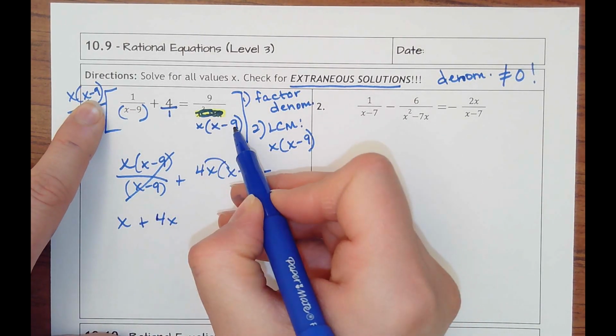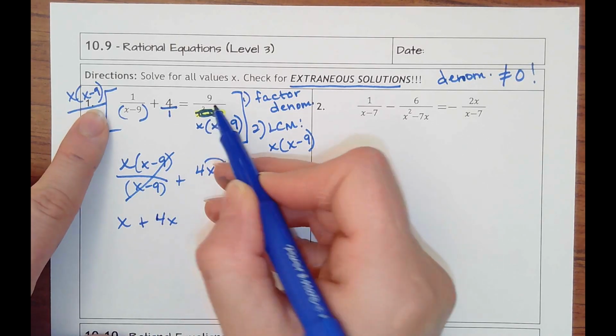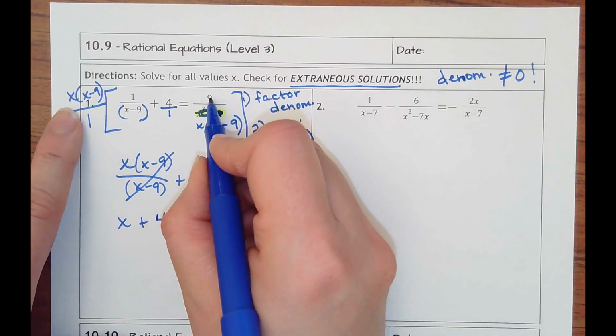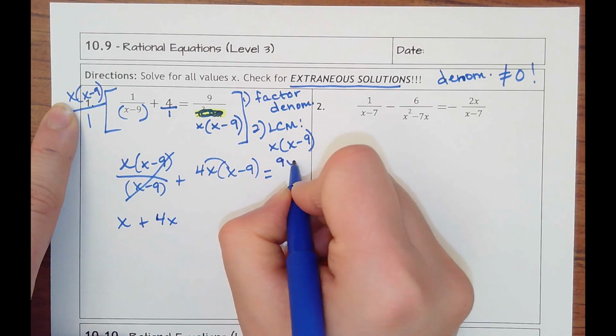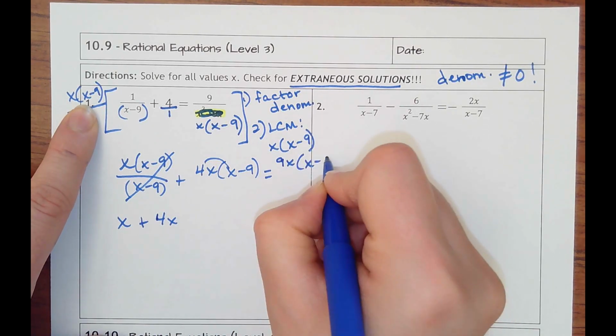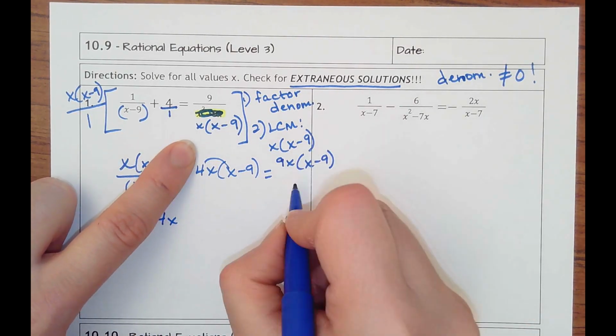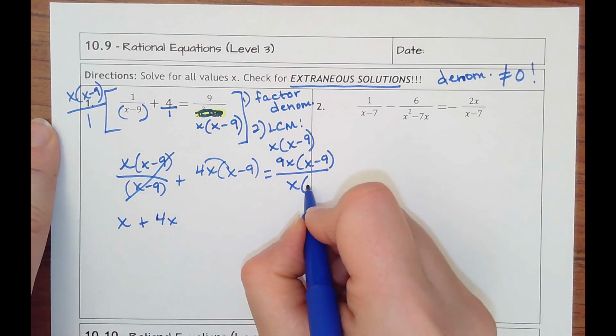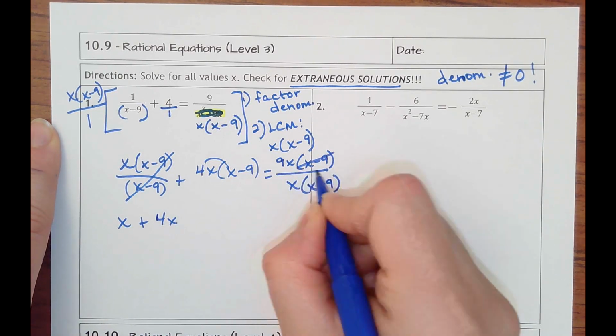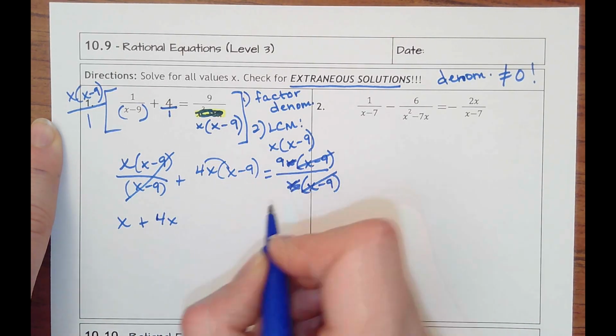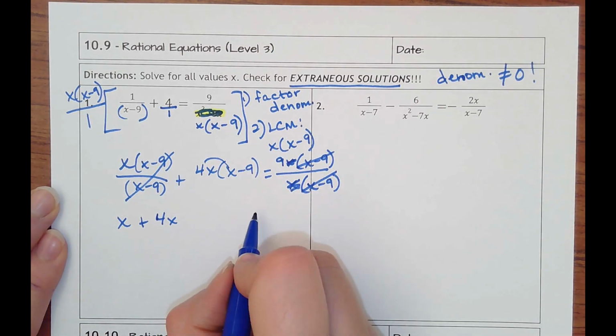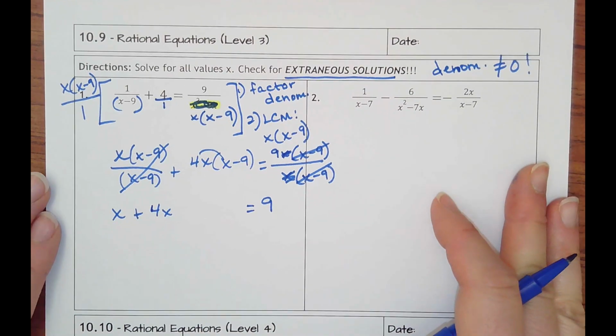these x minus 9s would cancel and the x's would cancel. So it'd actually give me 9. So watch, you would get a 9 times x is 9x times x minus 9 over x times x minus 9. Cancel, cancel, cancel, cancel. 9. So now I'm ready to get everything canceled.